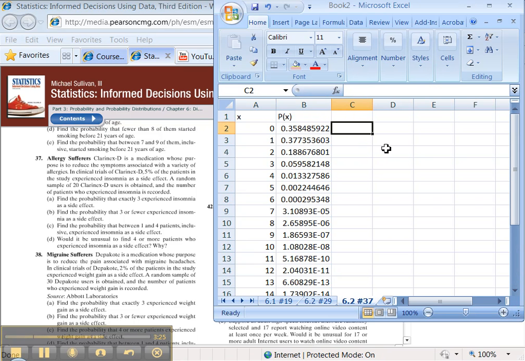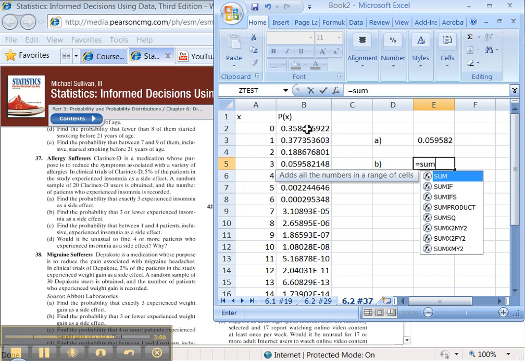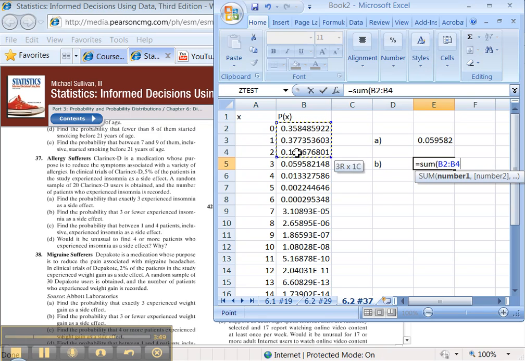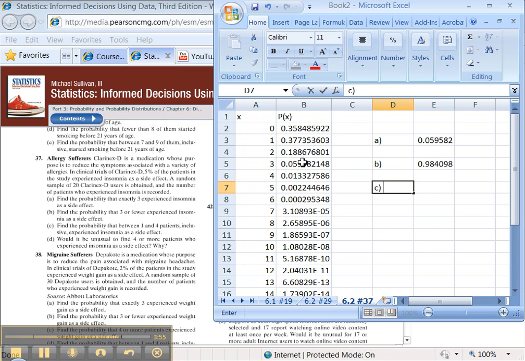All right, with this we have everything we need to answer all the questions. So for part A, it said find the probability exactly 3 experienced insomnia. That is, here's 3 right here, that answer. Done. Part B, find the probability that 3 or fewer. All right, 3 or fewer is all of these ones. So I'm going to add up 0 through 3, including 0 and including 3. That's 0 to 3. Done.